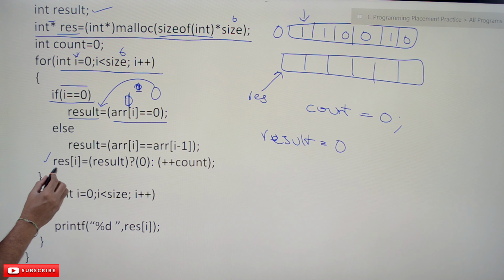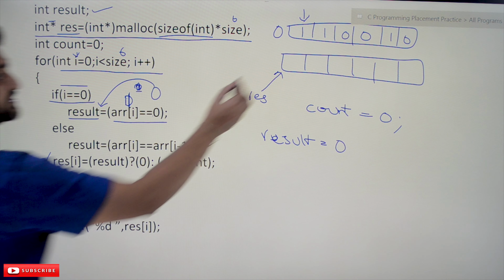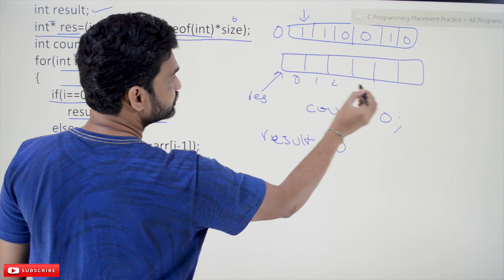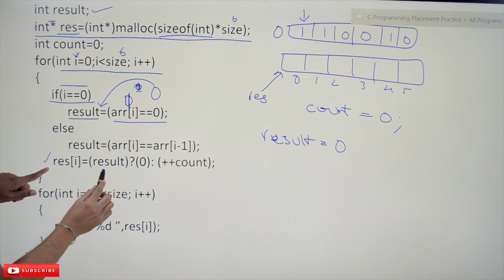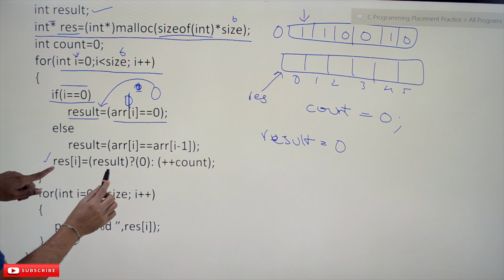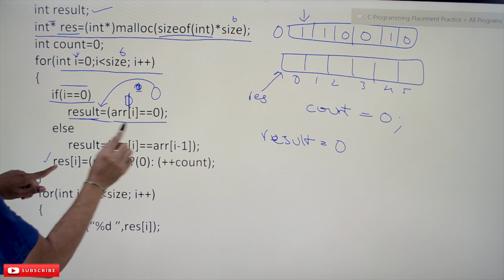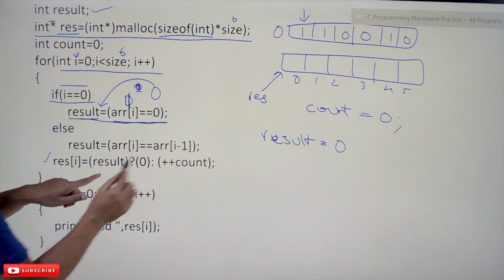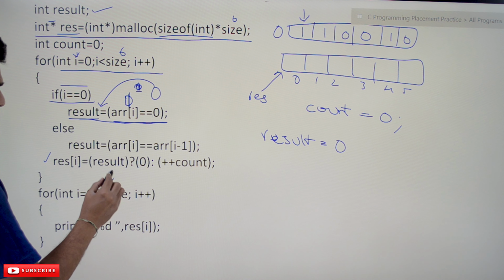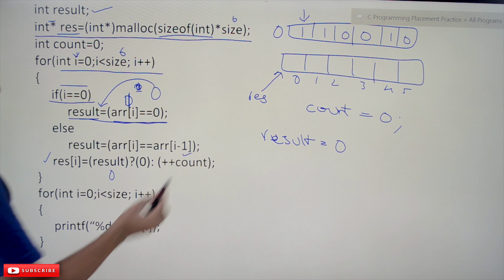So this one, res[i], means this 0th value, this first index, has to be stored with this, so this is the ternary operator, and nothing is wrong with it. Result is 0, and result is 0 means this count has to be incremented.